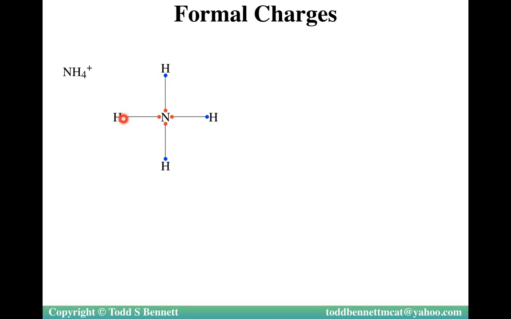Hydrogen normally has 1 valence electron, check. 1 valence electron, check. Hydrogens are fine. Nitrogen, on the other hand, you learned a formula in GChem, and the formula is wonderful, but I'm going to do a visual version of the formula.